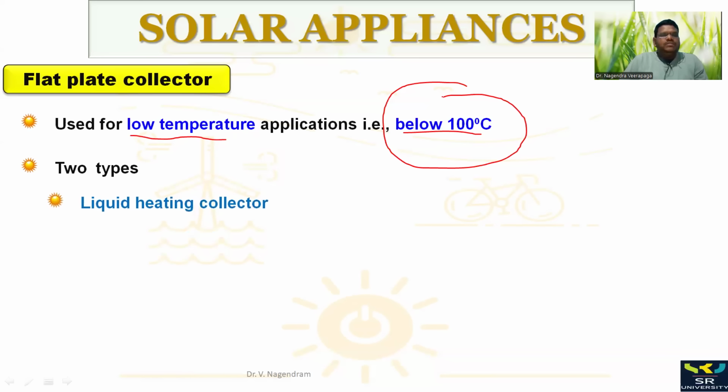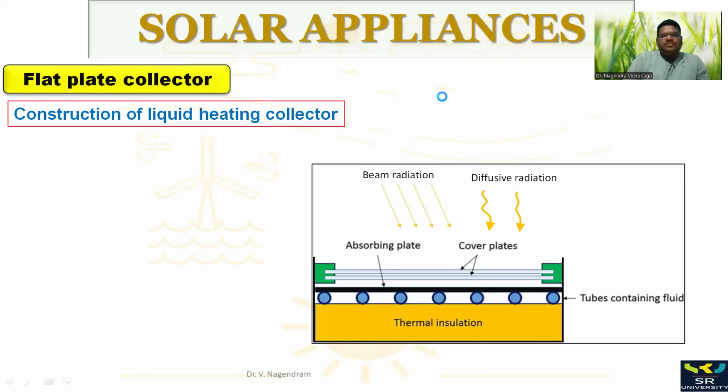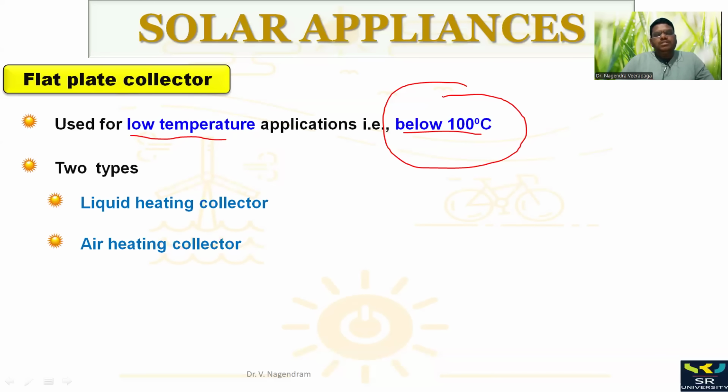Again, these flat plate collectors we can divide into two categories. One is the liquid heating collector, where the best example is the water heater. Another one is the air heating collector. These air heating collectors we normally don't use in our houses. Basically we use them in industries or hotels. We can use this hot air for circulation and for air conditioning systems.